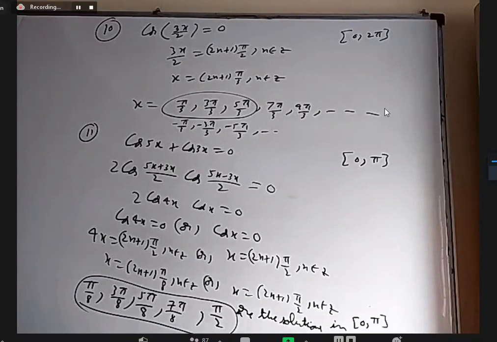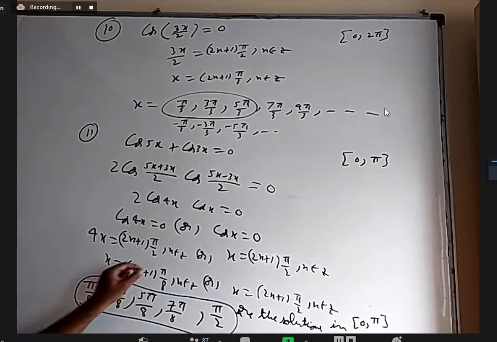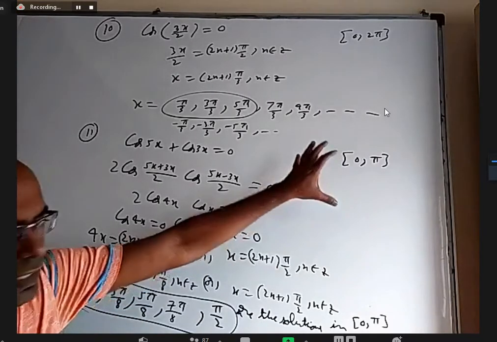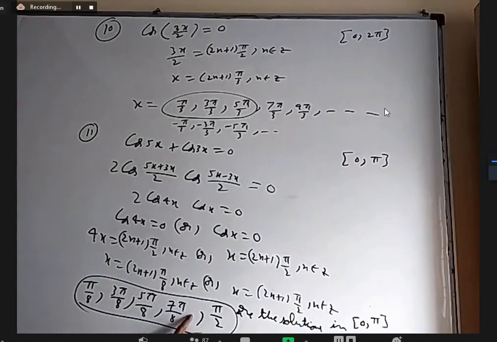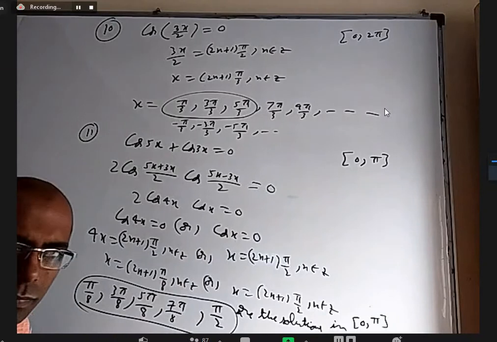So whenever they ask general solution, it's easy. If they want number of solutions, you keep on putting different integers in the general solution, find all of them till you are within those limits. Once you go outside the limit, for example, the next one would have been 9 pi by 8, but I'm going beyond pi, I stop there.